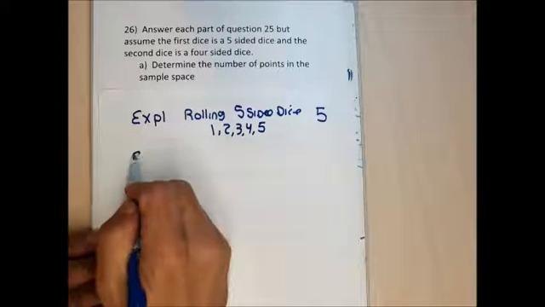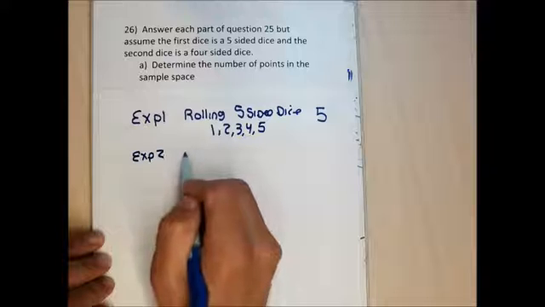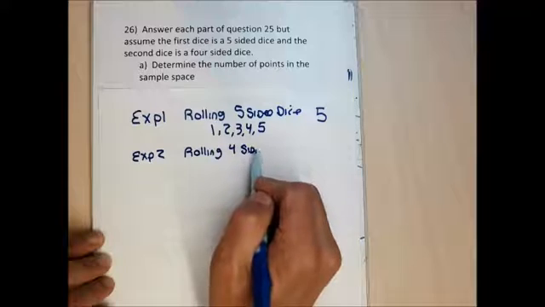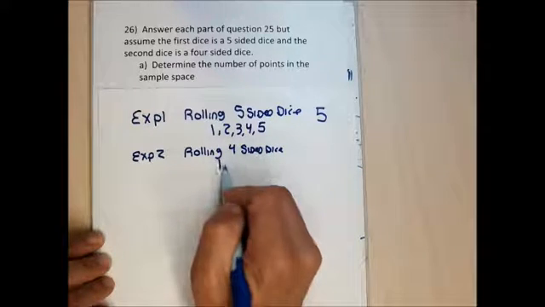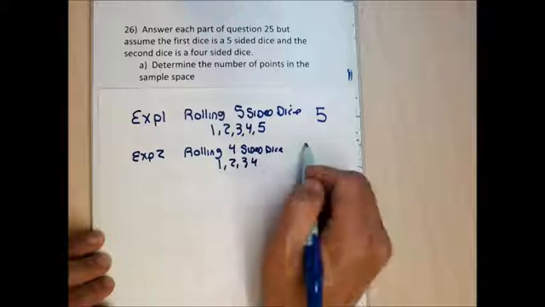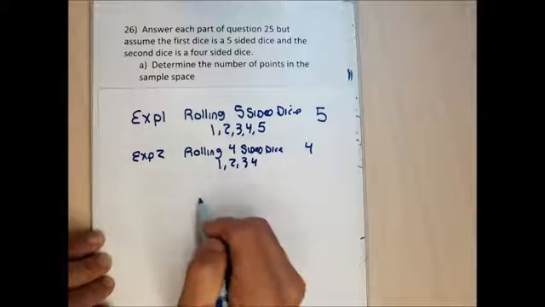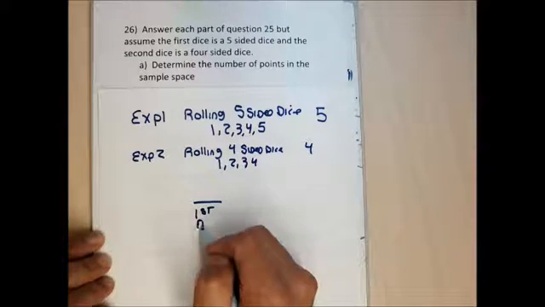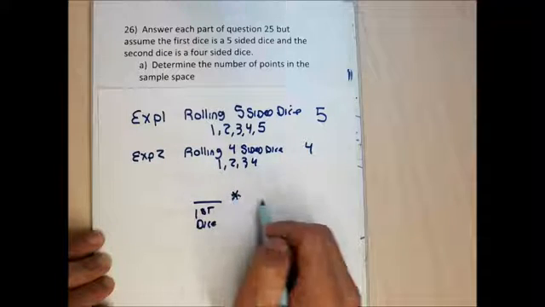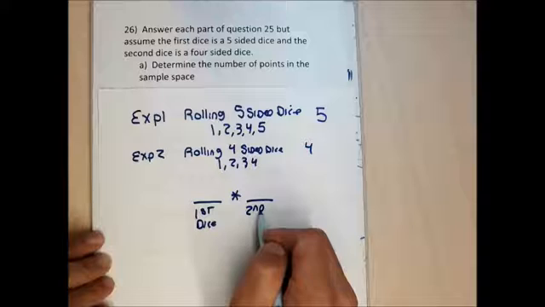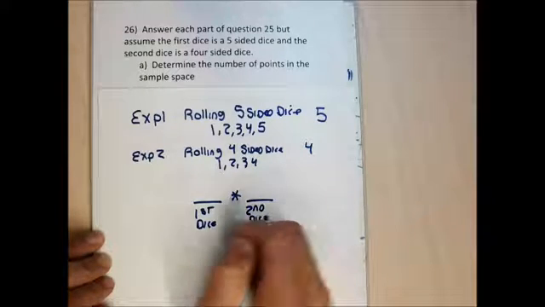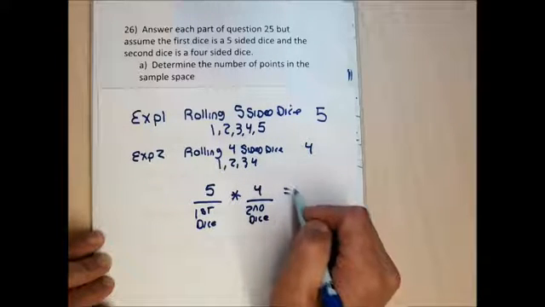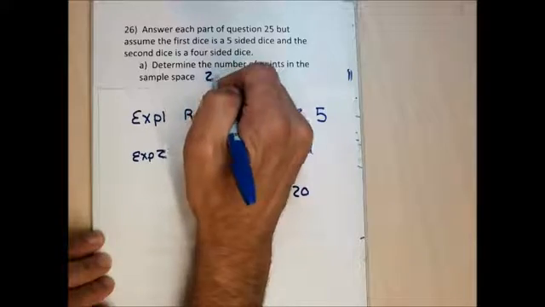Experiment 2 for me is rolling a 4-sided dice. And when you roll a 4-sided dice, there are 4 things that can happen. So if I want to find out the number of items in my sample space that are possible when I roll a 5-sided dice followed by a 4-sided dice, there are 5 possible outcomes when I roll the first dice. There are 4 possible outcomes when I roll the second dice. There's going to be 20 elements in my sample space.